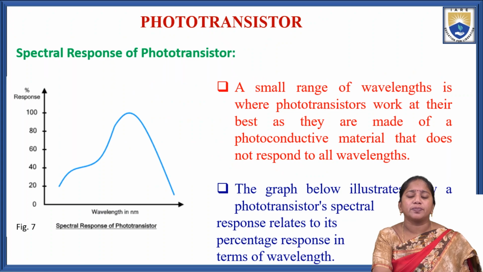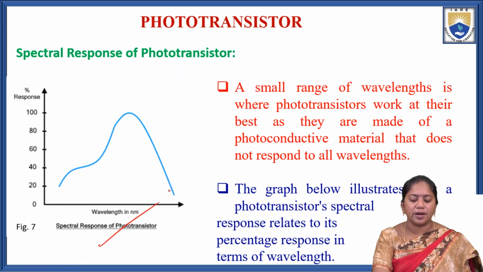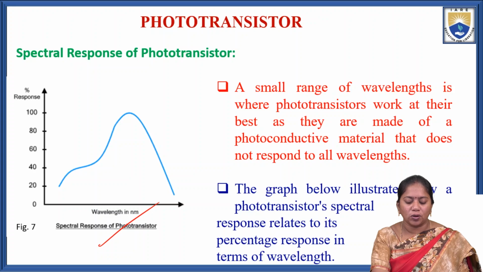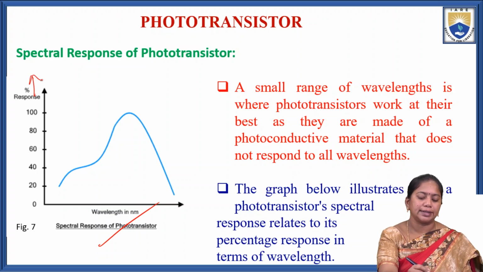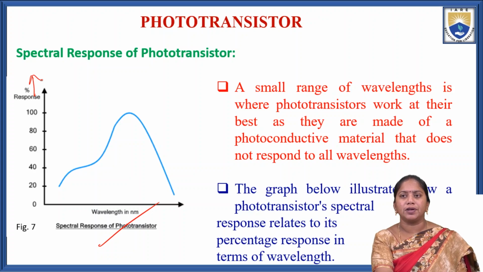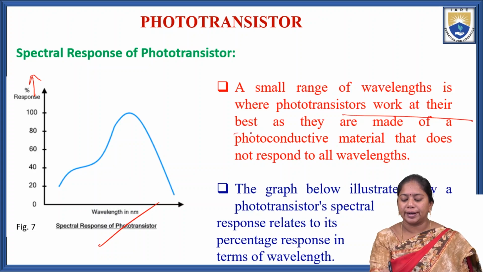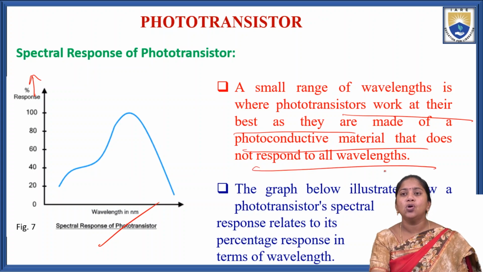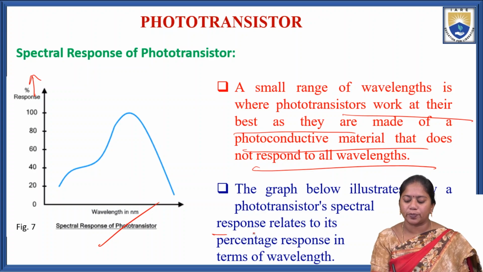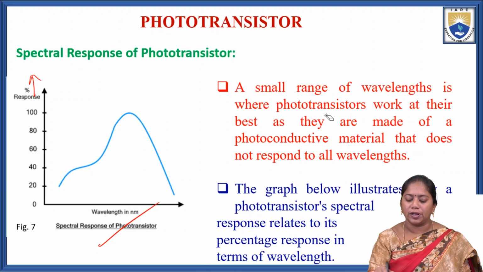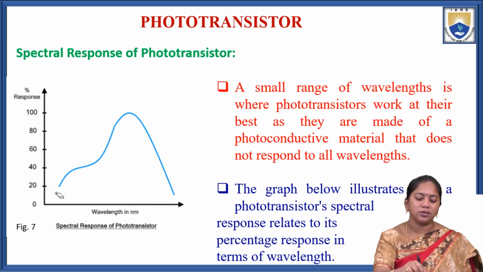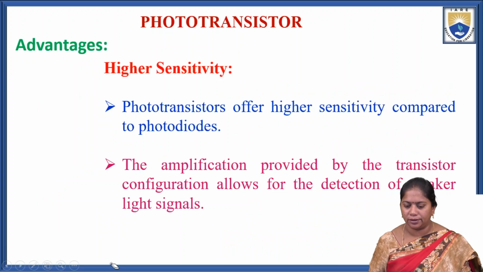This is the spectral response of the phototransistor. Figure 7 shows the spectral response of the phototransistor. On the x-axis we are taking the wavelength in nanometers, on the y-axis the response. A small range of wavelength is where the phototransistor works at its best, as it is made of a photoconductive material that does not respond to all wavelengths. The graph illustrates the spectral response as a percentage of response in terms of the wavelength.